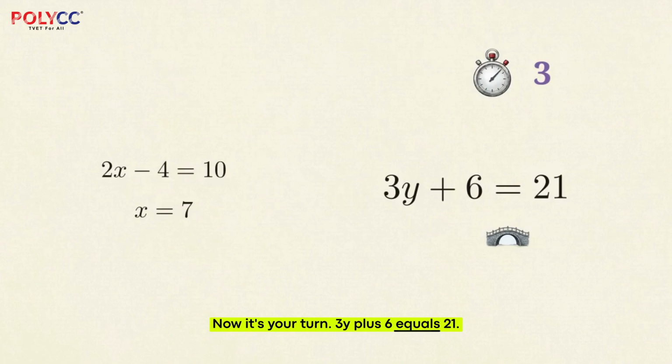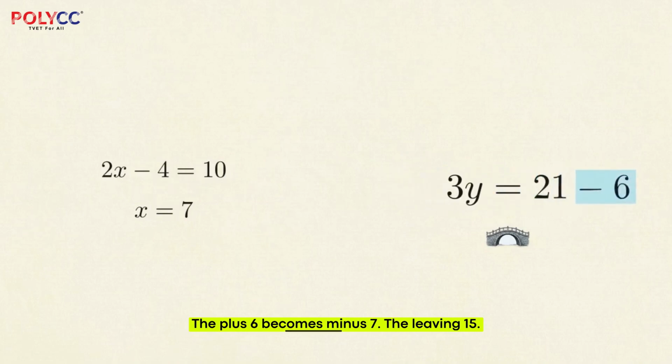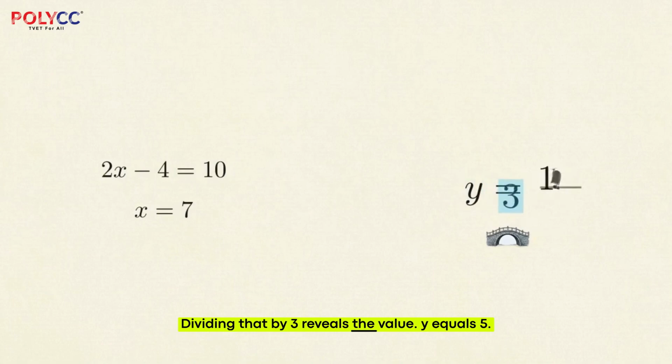3y plus 6 equals 21. Try to solve for y before the timer runs out. The plus 6 becomes minus 6, leaving 15. Dividing that by 3 reveals the value.